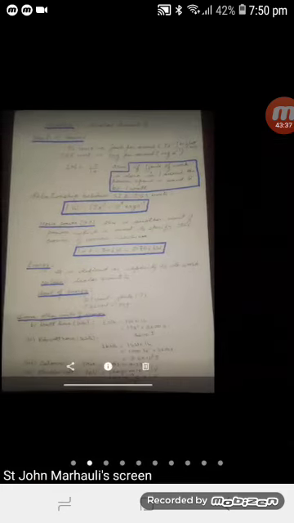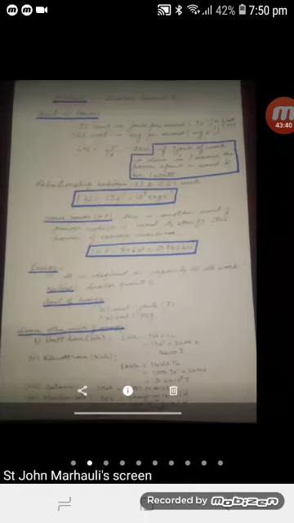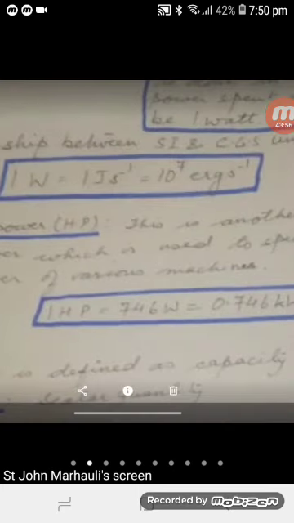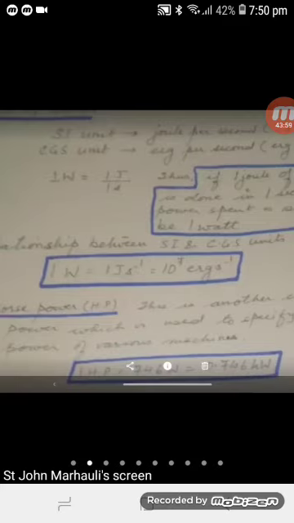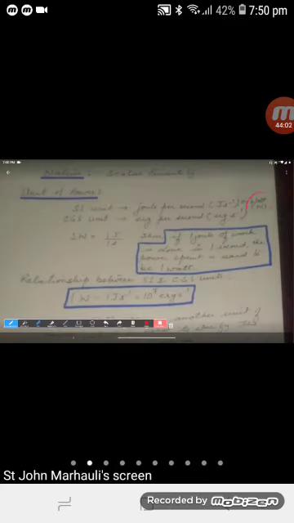Then we have the nature of power. Power is a scalar quantity. Again, to specify power, we do not have to specify the direction. The unit of power is joule per second, and this is also called watt. This is the SI unit. In the CGS unit, it is erg per second.